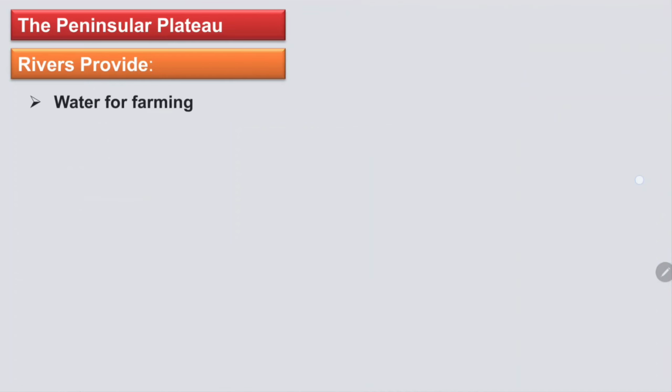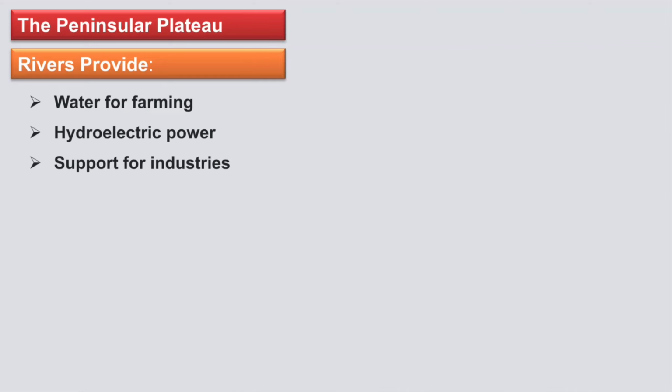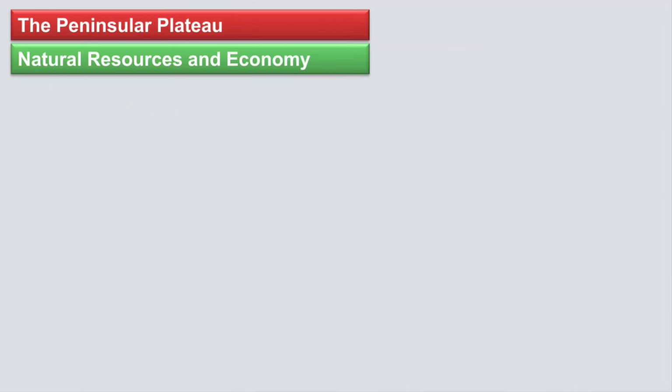So rivers provide water for farming. These rivers which you are talking about, the Krishna, Kaveri, Godavari, and especially we are talking about the southern portion, so that is why the Mahanadi has not been mentioned there. So Krishna, Kaveri and Godavari. So water for farming, hydroelectric power, support for industries, transport and livelihoods to so many millions, isn't it?